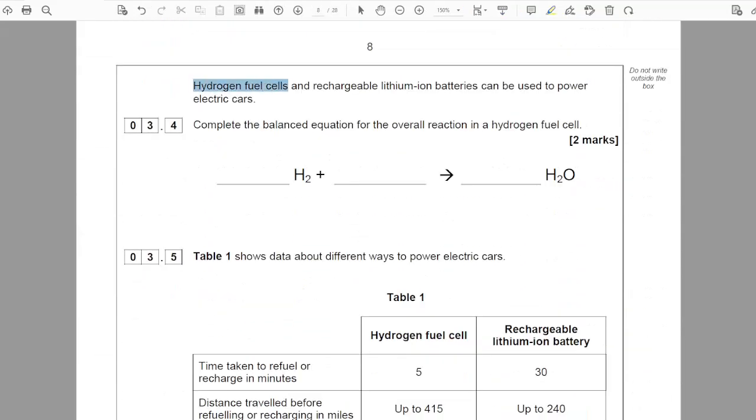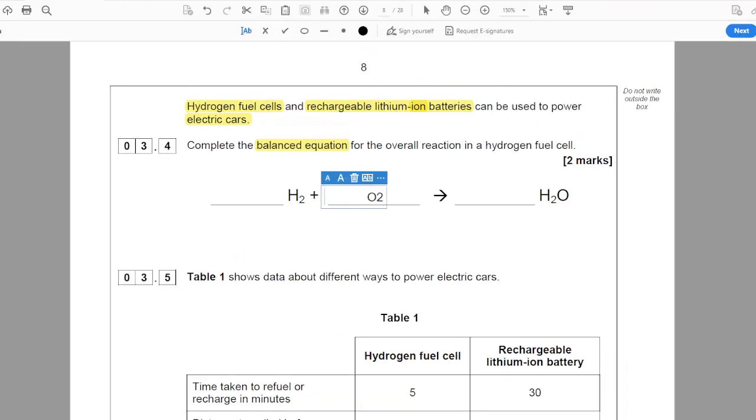Hydrogen fuel cells are rechargeable. Lithium-ion batteries can be used to power electric cars. Complete the balanced equation for the overall reaction in a hydrogen fuel cell. First of all, hydrogen is reacted with oxygen to produce water in the hydrogen fuel cell. So first we fill in oxygen.